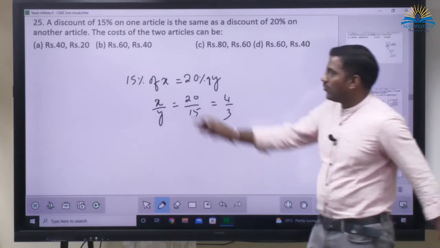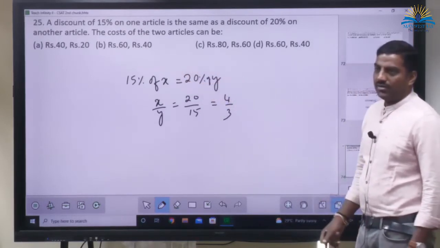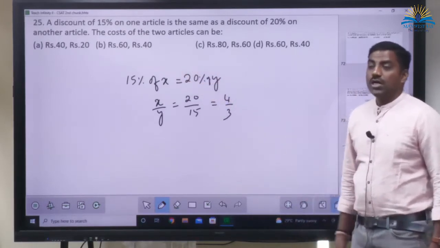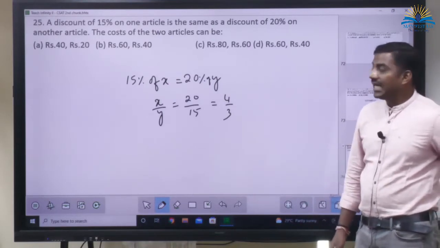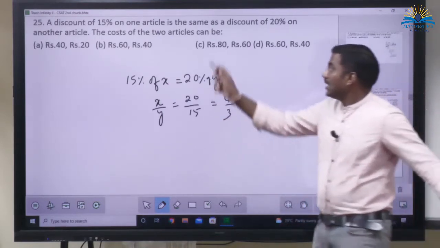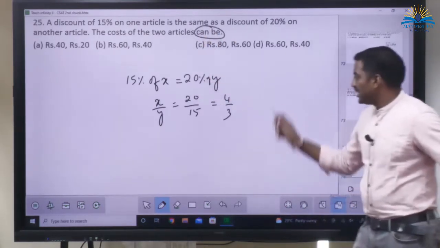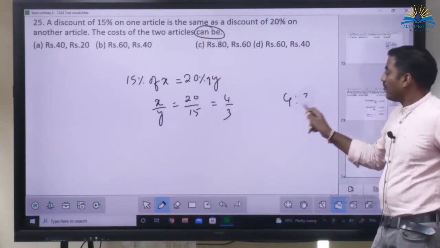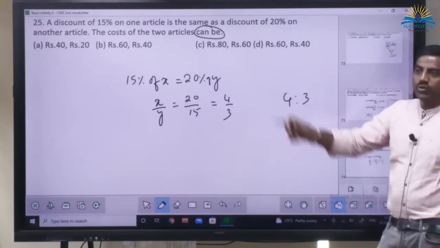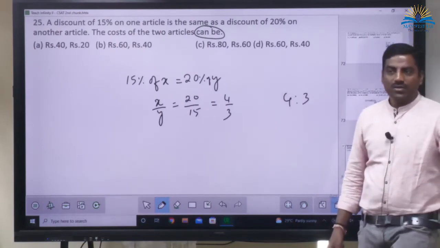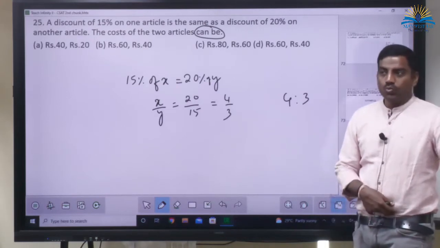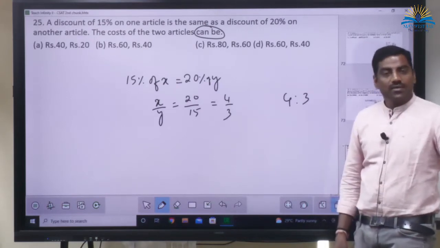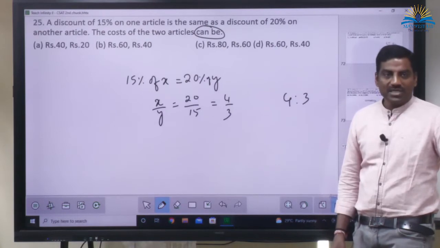Similarly, you have to find the answer here. The first value belongs to X and the second value belongs to Y. So which is the right answer here? They are asking what the costs can be. In the same ratio, 4:3, you have to find the answer. 40:20 is not 4:3, it is 2:1. Second, 60:40 is 3:2. Then 80:60 is 4:3. Yes, this can be the answer.